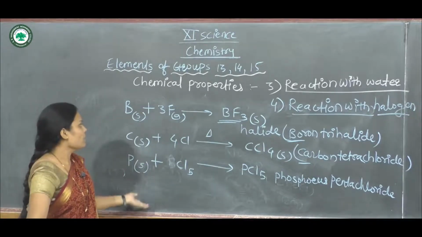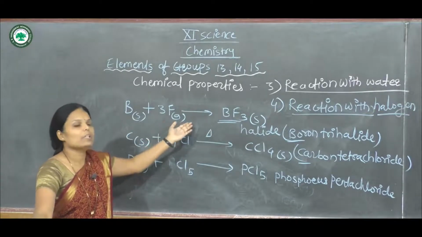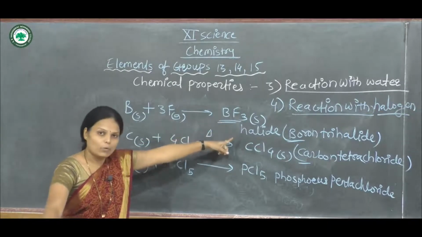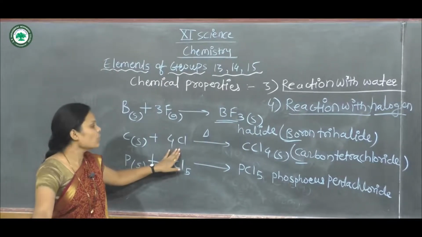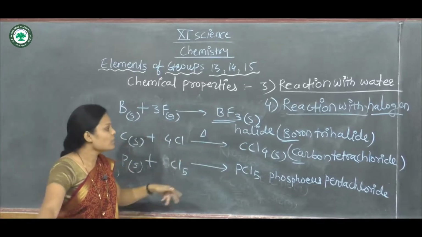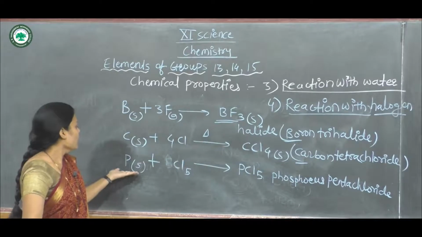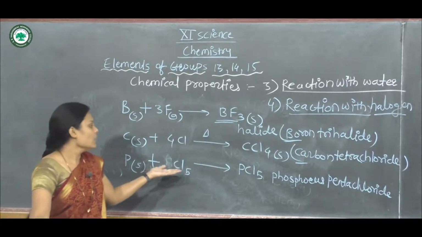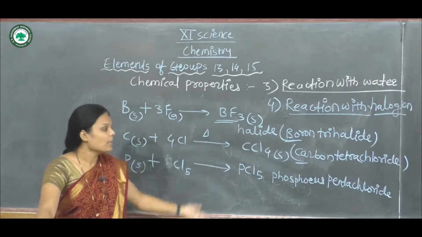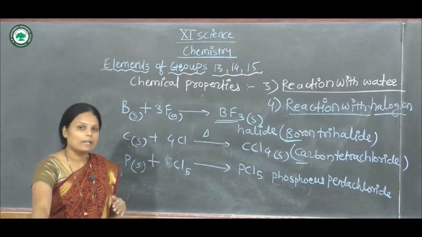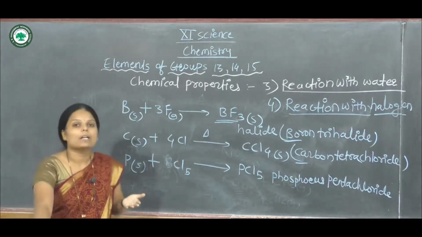This is the example: boron reacts with 3 fluorine molecules to form boron trifluoride. Carbon solid reacts with 4 molecules of chlorine in the presence of heat to form carbon tetrachloride, the tetrahalide form. And phosphorus reacts with 5 chlorine atoms to form phosphorus pentachloride, the pentahalide. Trihalides, tetrahalides and pentahalides are all formed in these chemical properties.